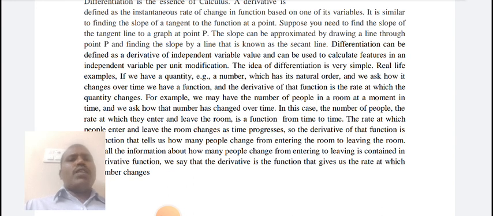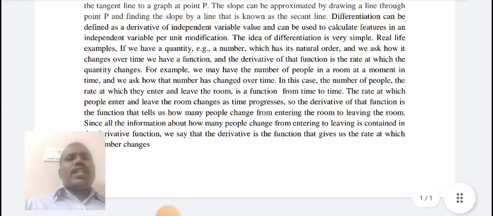For example, we may have the number of people in a room at a moment, and the rate at which they enter and leave the room is a function. From time to time, the rate at which people enter and leave the room changes. Since all the information about how the number of people changes from entering to leaving is contained in the derivative function, we say that the derivative is the function that gives us the rate at which the number changes.